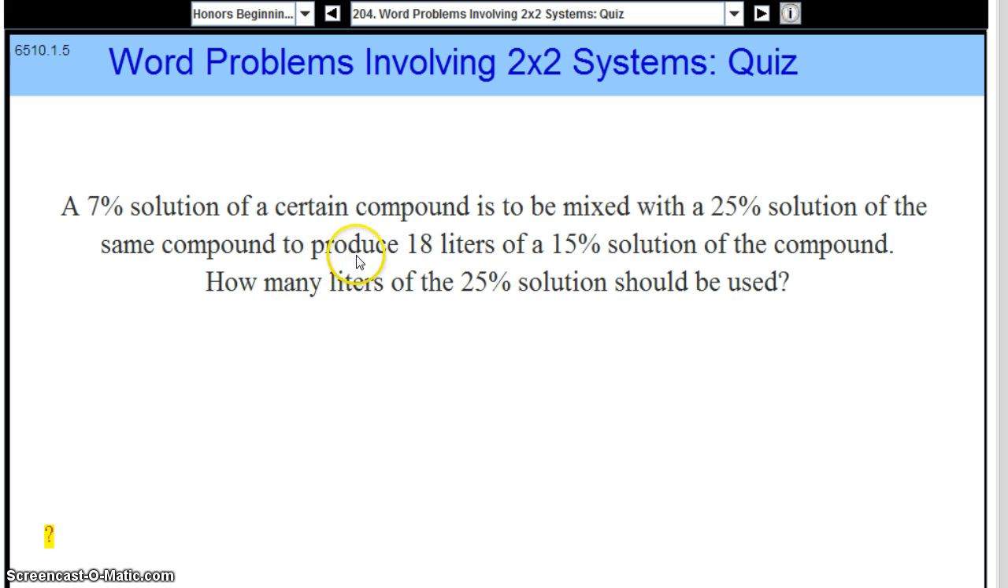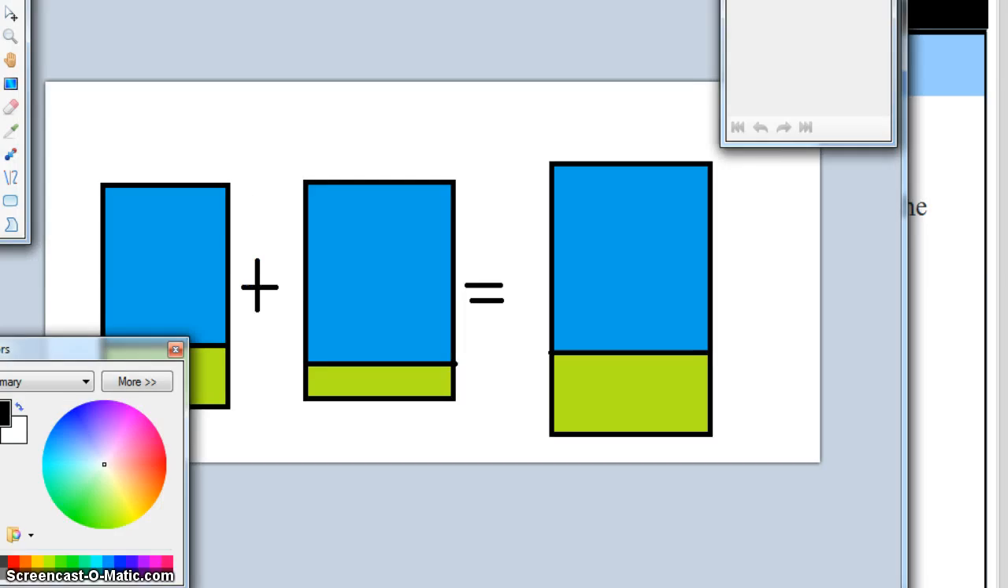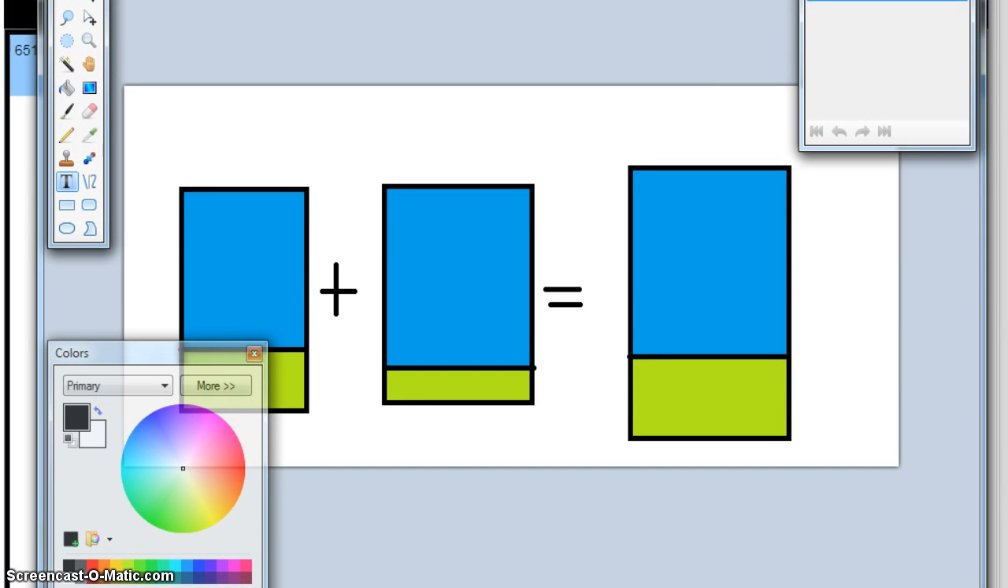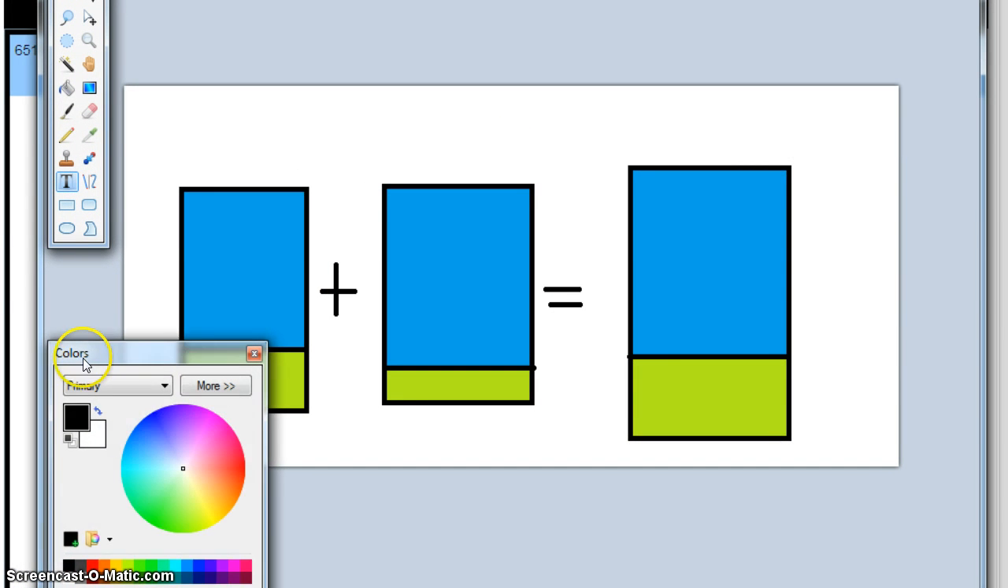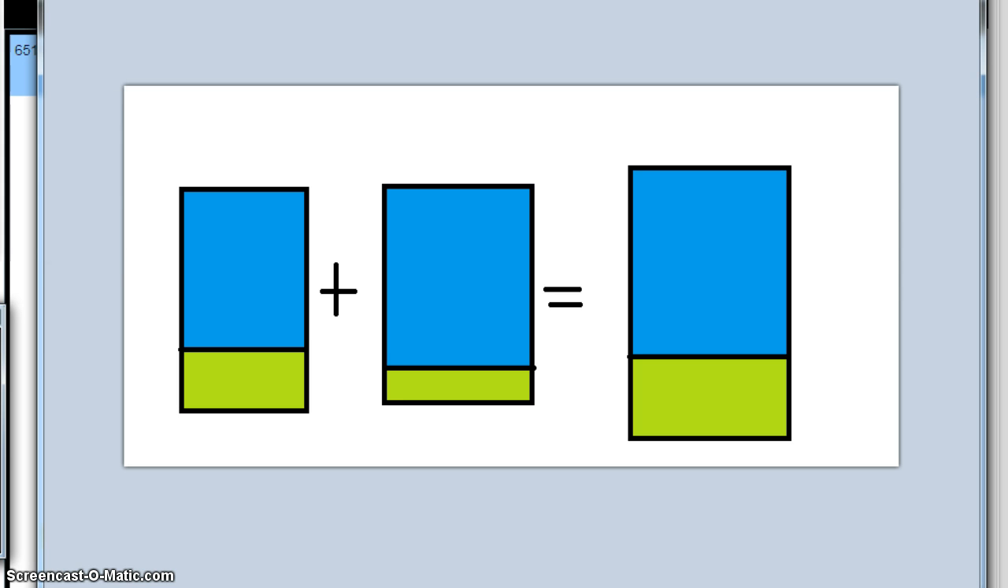Okay, to produce 18 liters of a 15% solution of the compound, how many liters of the 25% solution should be used? Okay, so let's label these things. So the first thing, let's label. I can get rid of some of these things. Sorry, it's just the photo editor. Okay. So the first thing I'm going to do is label things.